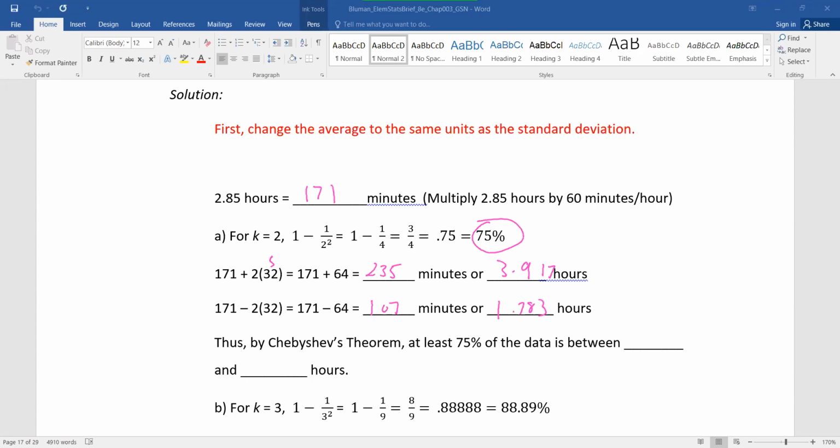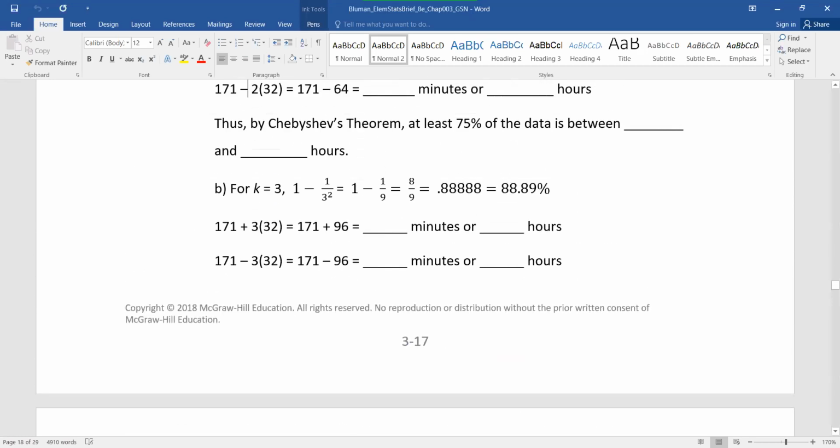So again, this basically just states that 75% of people probably range between 1.783 hours to 3.917 hours online. Okay. Now, if we want 3 standard deviations, again, they show the work for you, so you can kind of see why the percentage is the way it is. So for 3 standard deviations, that would be 1 divided by 3 squared, which is 1/9, so 8/9. So that would tell you that 88.89% of people's online times will be between these two numbers.